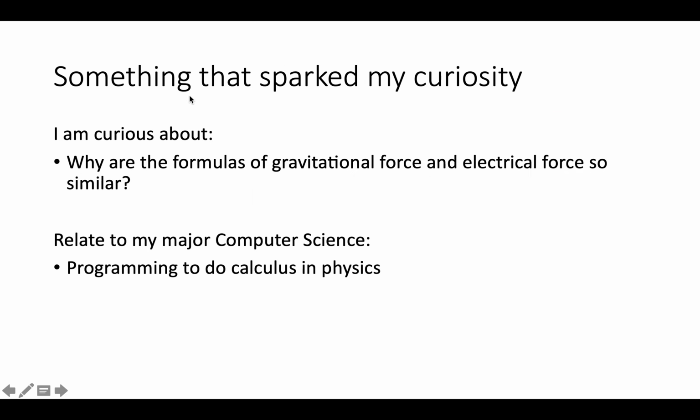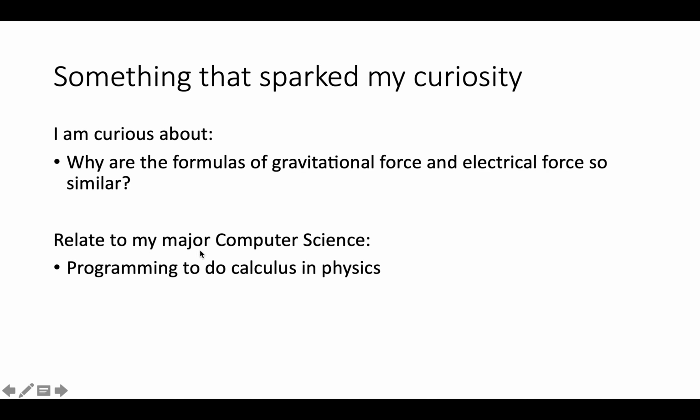And then I want to talk about something that sparked my curiosity. I'm curious about why the formulas of gravitational force and electrical force are so similar. Is that because they are both forces, or is there any other reason? And this week's lecture is related to my major, computer science.